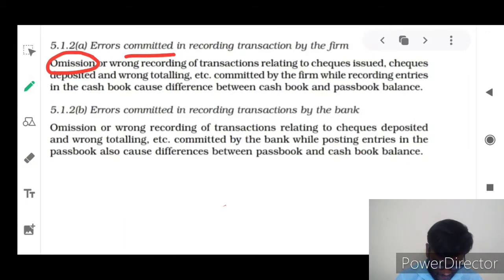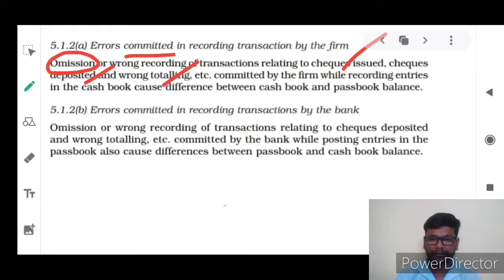Okay, now omission or wrong recording of transactions related to check issued, check deposited and wrong totaling. See, these all affect the bank; all are bank transactions. What are those? Recording of transactions related to check issued, which means checks we write and issue to our creditors. So, check issued and check deposited.